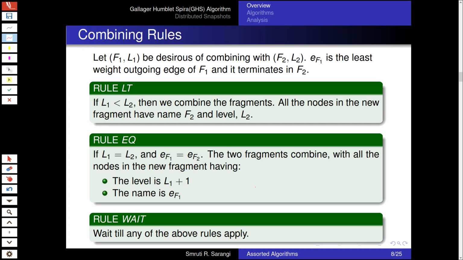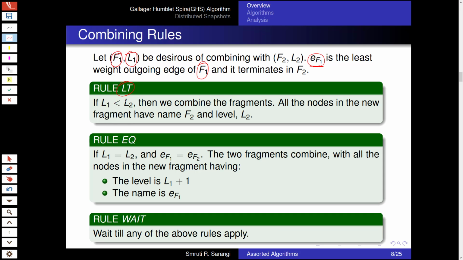Alright, so we will now define two important combining rules and one weighting rule. Let F1 with level L1 be desirous of combining with F2 with level L2, where EF1 is the least weight outgoing edge of F1 and it terminates in F2. So between F1 and F2, EF1 is the least weight outgoing edge from F1. In consonance with what we have said, there are two combining rules.